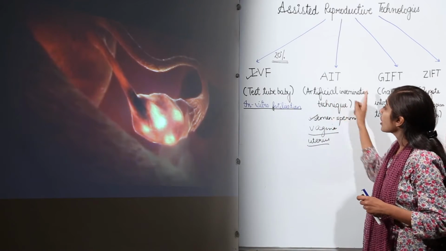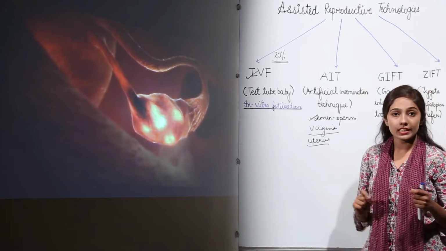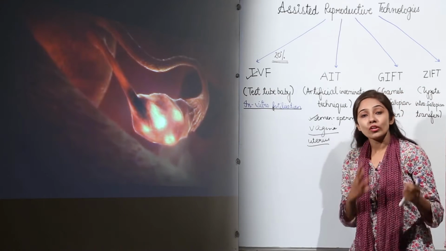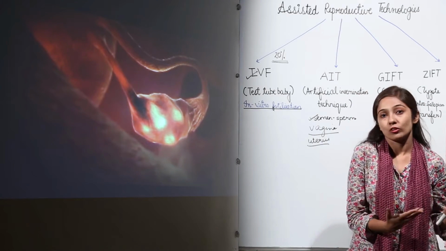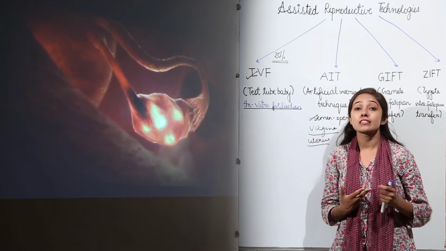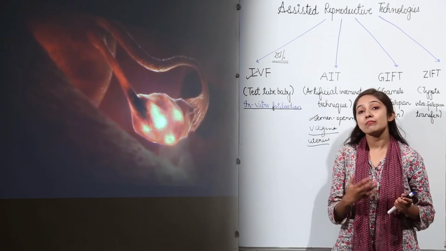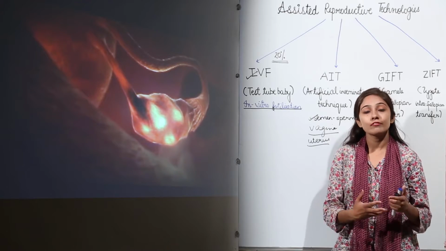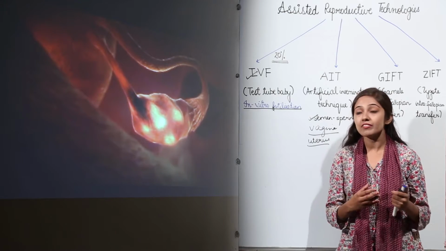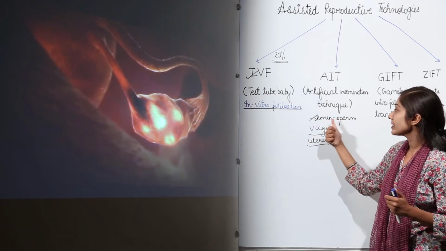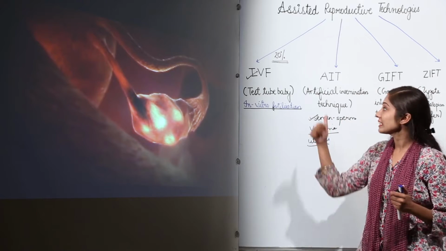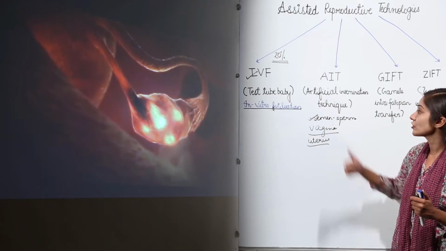So when you talk about this artificial insemination technique, the donor male can be from outside also. It is not necessary that the donor is the husband only. The donor can be from outside also, and we have sperm banks from where we can have the semen that is injected inside the female body during this technique, that is artificial insemination technique.